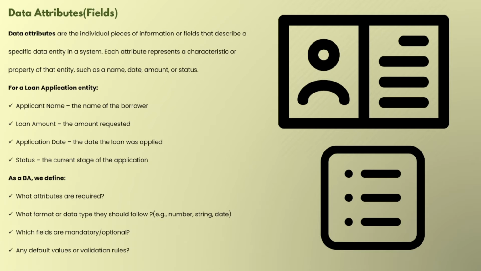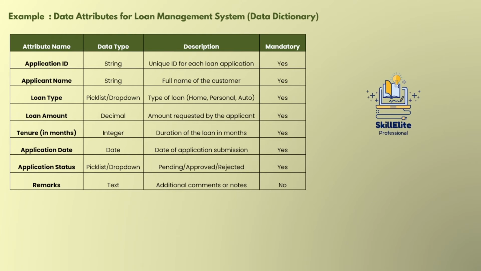Getting such information from the stakeholder is nothing but data requirements, which is what exactly we are learning right now. Now let's see the example of data attributes for a loan management system. Sometimes we call them a data dictionary as well.